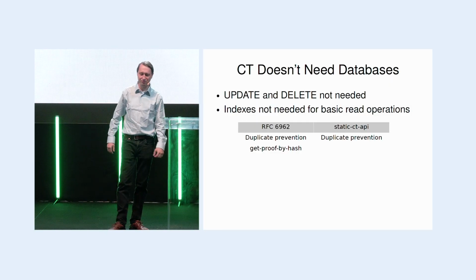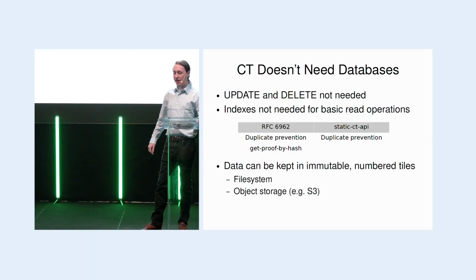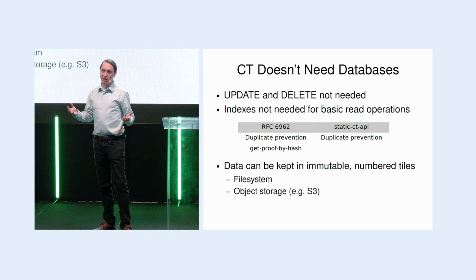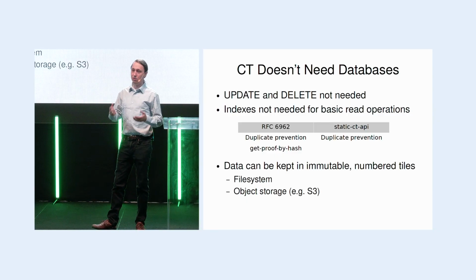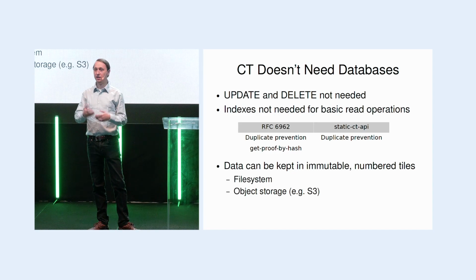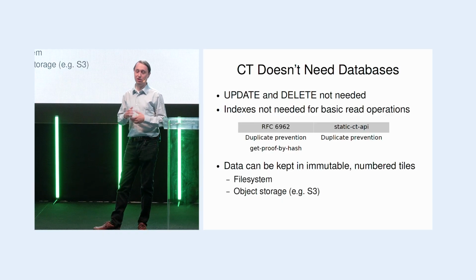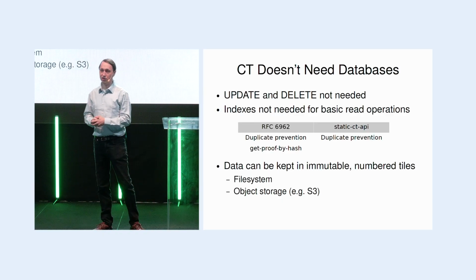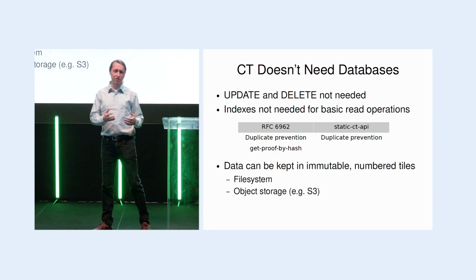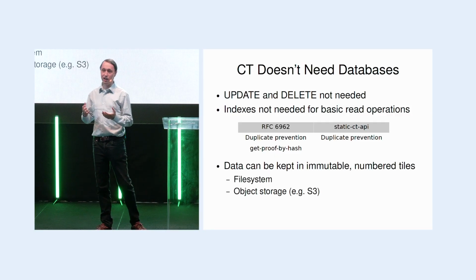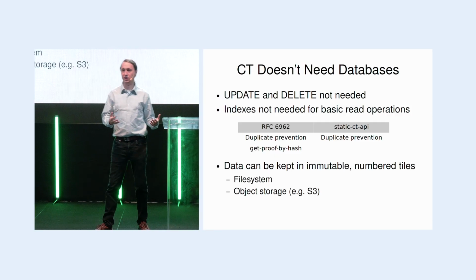So instead of databases, keep your log entries in immutable numbered tiles on the file system or in object storage like S3. And the tlog tile spec that's used by static CT API provides a great blueprint for doing that. And the beautiful thing about static CT API is that you can then just serve these tiles using just a regular web server. But even RFC 6962 logs would actually benefit from using the tile format internally instead of storing everything in a database.